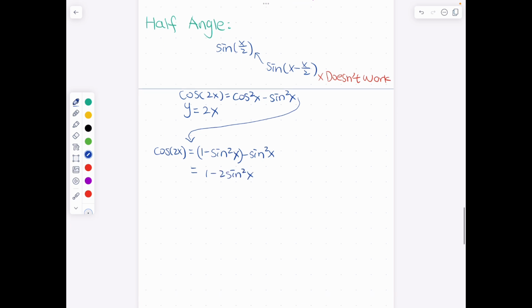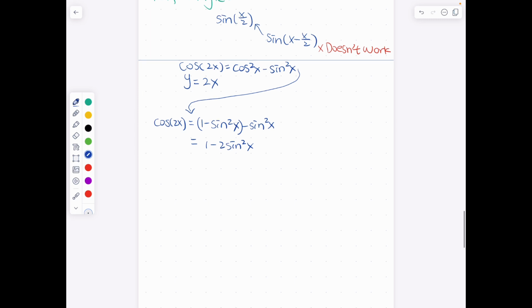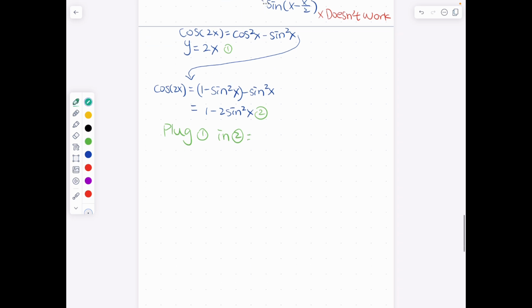Okay, so now we can plug this in. So this is 1, this is 2. So plug 1 and 2. So cosine of y is equal to 1 minus 2 sine squared of y divided by 2.